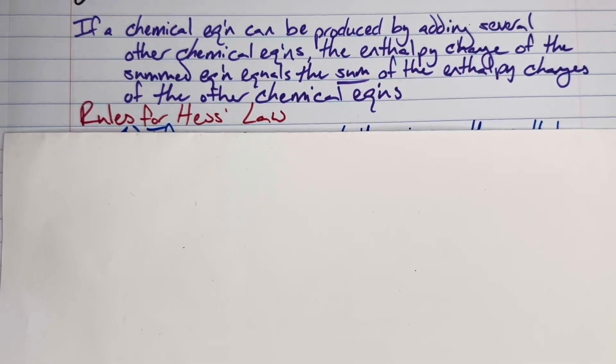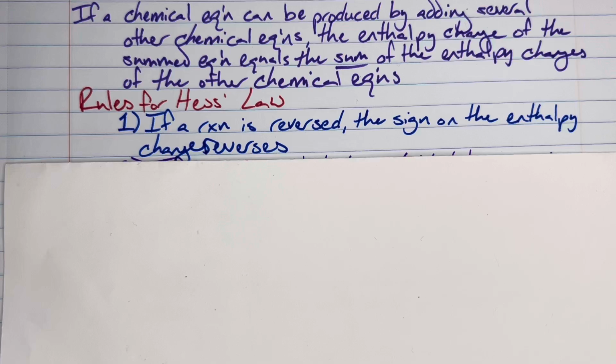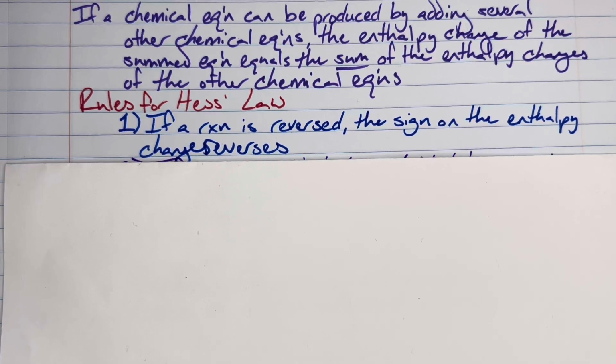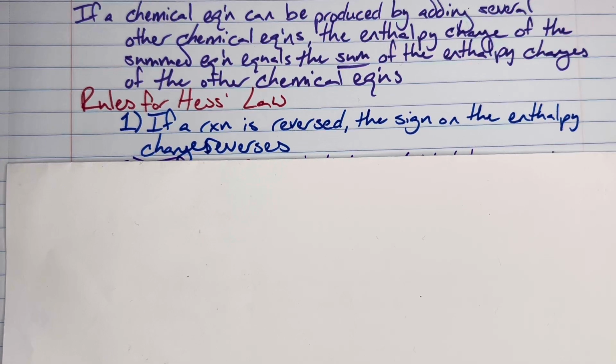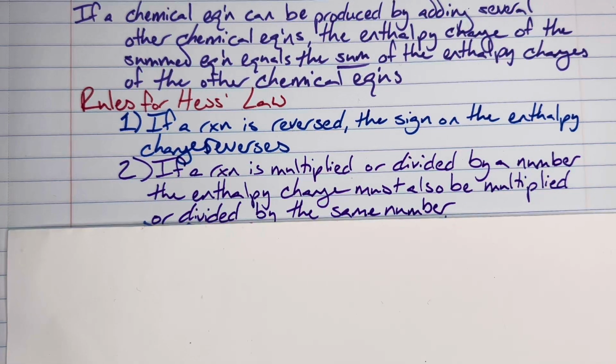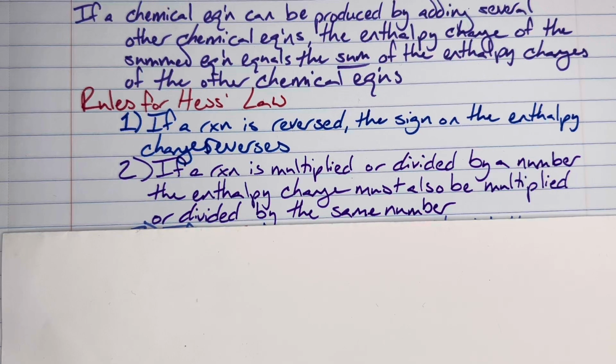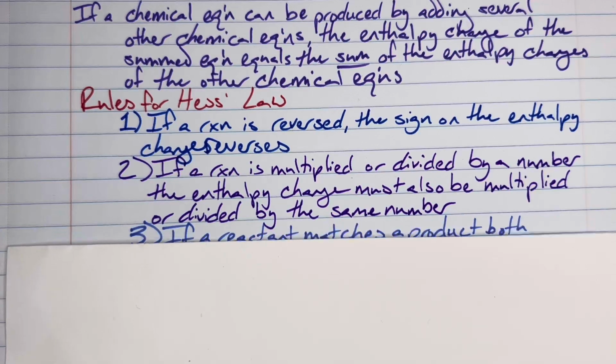Okay, so the rules for Hess's law. Number 1, if a reaction is reversed, the sign of the enthalpy change is also going to be reversed. Number 2, if a reaction is multiplied or divided by a number, the enthalpy change must also be multiplied or divided by that same number.